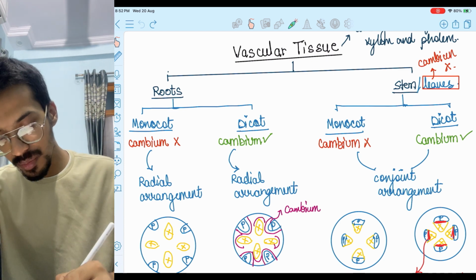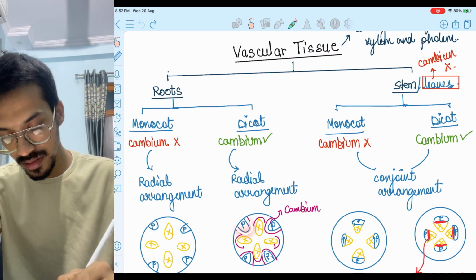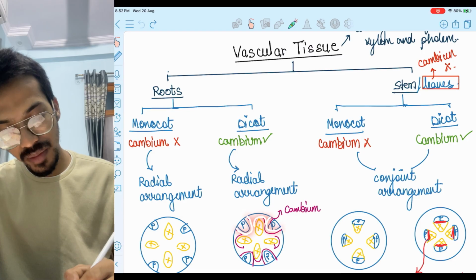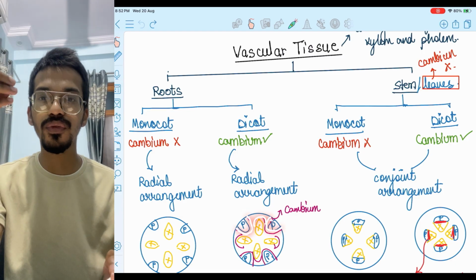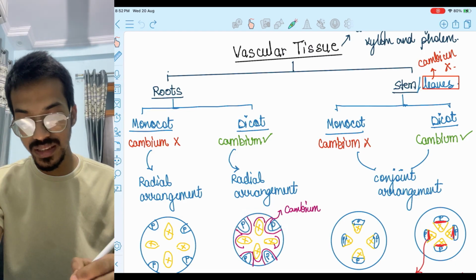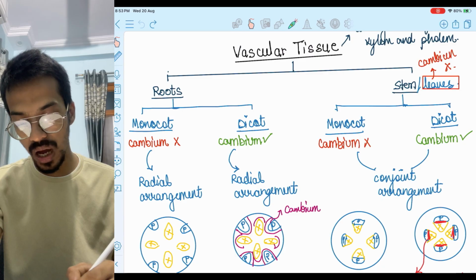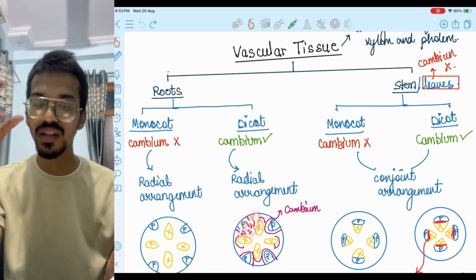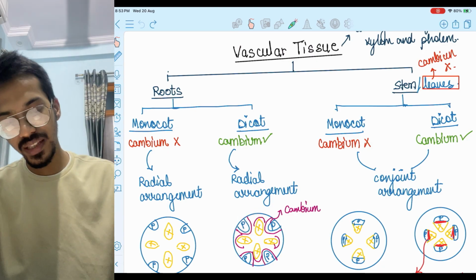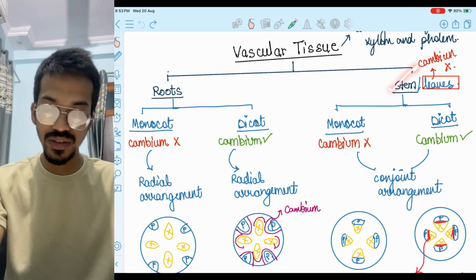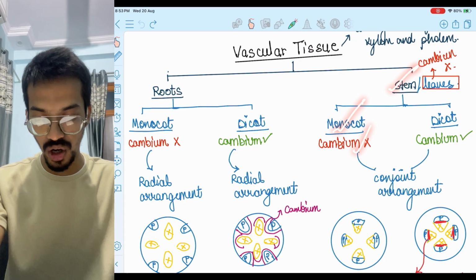Now this cambium will be present like this, here, here, here, and this cambium is responsible for what? It is responsible for the secondary growth. So basically what happened, this will grow towards outward, this will go towards inward, and that will crush the things up. Next thing, in the stem, in monocot cambium is not present, dicot cambium is present.